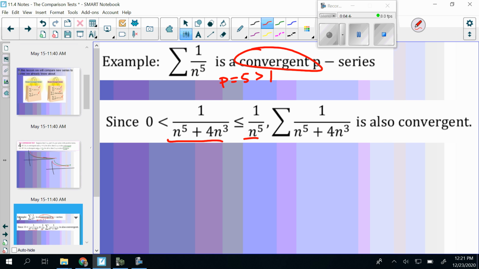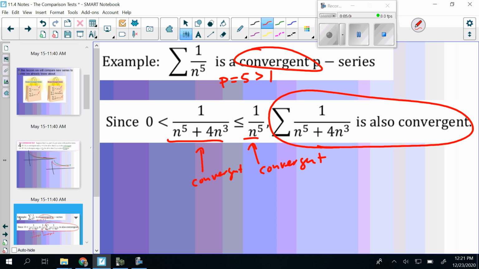Well, we know from above that this one's convergent. So if that's convergent, anything smaller than it is also going to be convergent. So we know on this one that this series is also convergent by comparison test to p-series. So that's how we would describe it, that we know that's true.